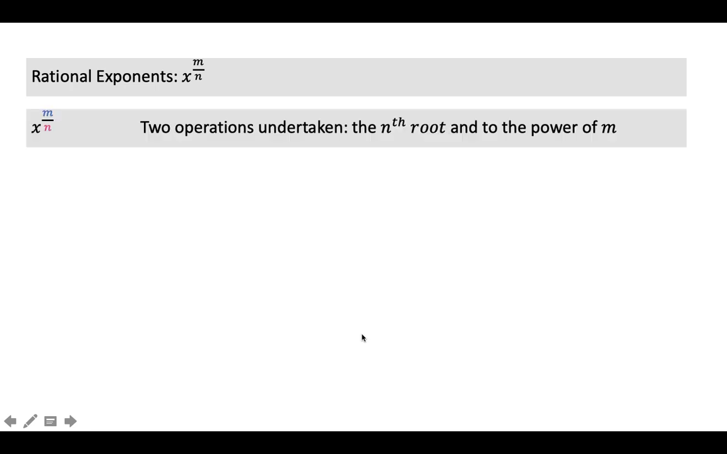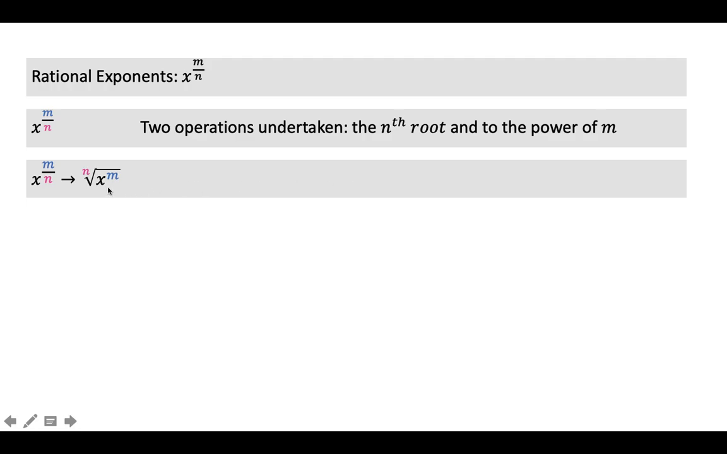Another look at rational exponents, and this is x to the power of m over n. So now we have a rational number as an exponent where the numerator is not equal to 1. There are two operations undertaken: the nth root and then raising to the power of m.